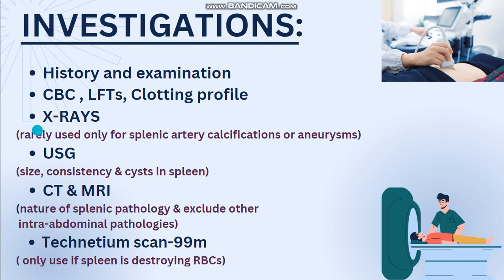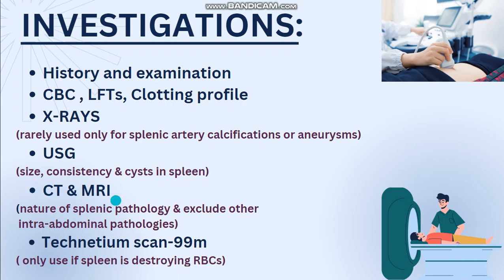X-rays. X-ray is not a good investigation for spleen. It only gives you incidental findings of calcification of splenic artery or aneurysms of splenic artery or any old infarcts or calcifications of spleen as in TB of spleen. Next is ultrasound. Ultrasound is very important investigation as you can look for the size of spleen, its consistency and cysts in spleen with ultrasound, and it is very cheap and easily available investigation.